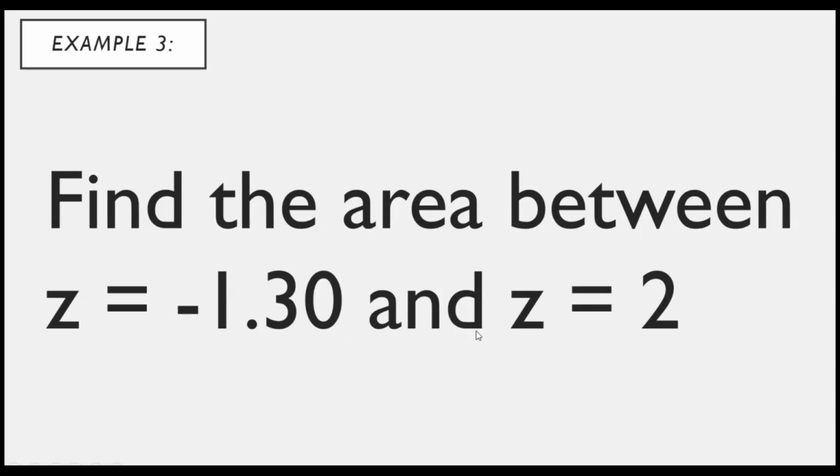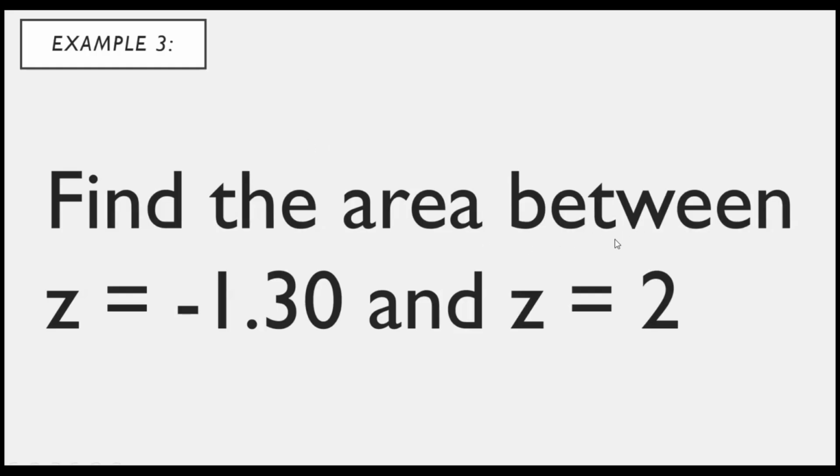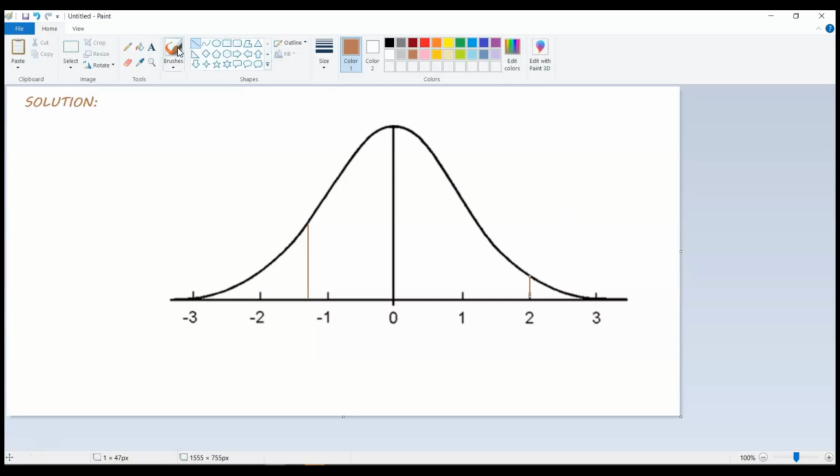Find the area between z equal to negative 1.30 and z equal to 2. For the solution, let's first draw the normal curve. This is our normal curve, and we will locate our z values at z equal to negative 1.30 and z equal to 2. So we just label them with a line. There is our z negative 1.30 and z equal to 2. Since our problem asks us to find the area between these two z values, we shade the region between them, and that is the area that we're going to find.